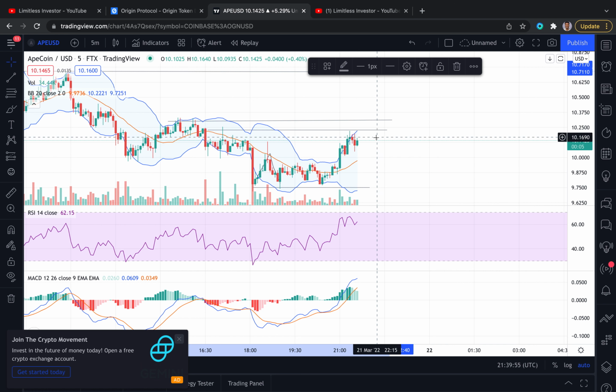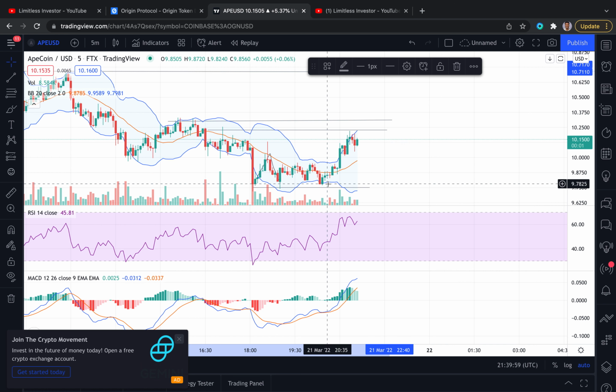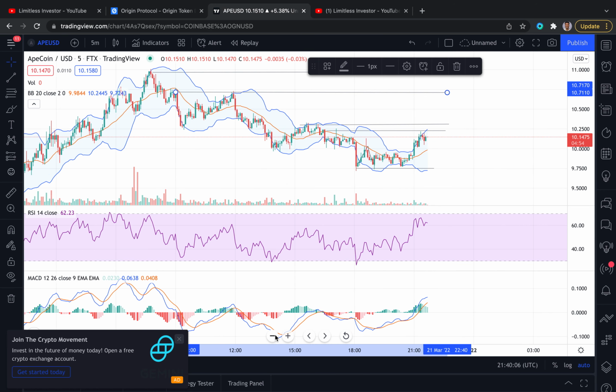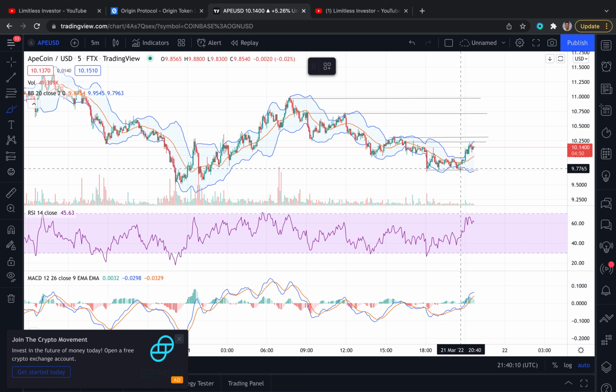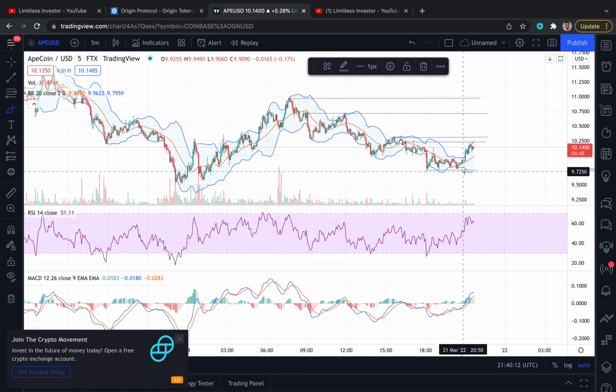We are currently at 10.1. So if you do want to get into the project, just wait a little bit, wait for price to come back down to these zones. And hopefully what doesn't happen is price retesting these areas right here and dropping out of these zones and then doing another retest. And if that happens, we could see a price drop.